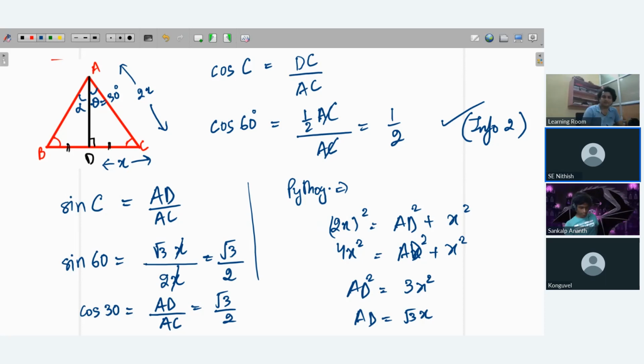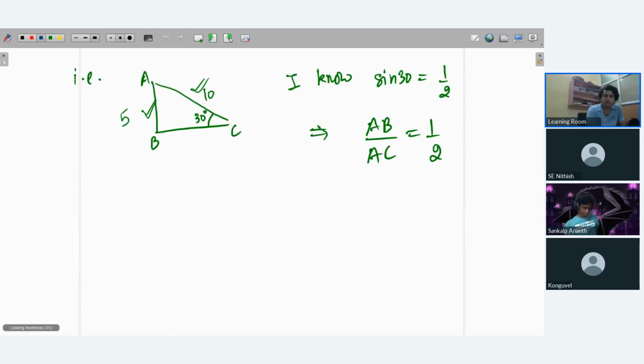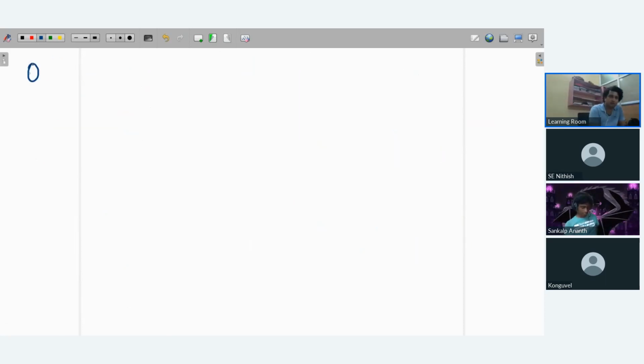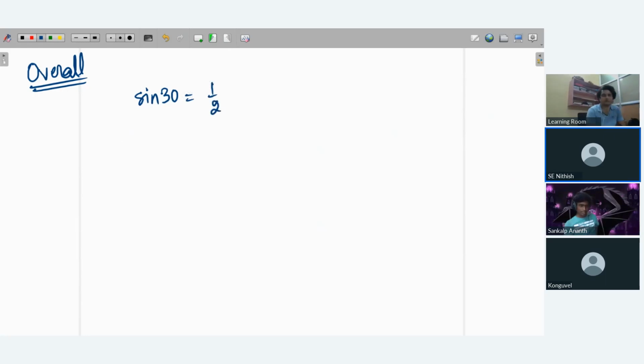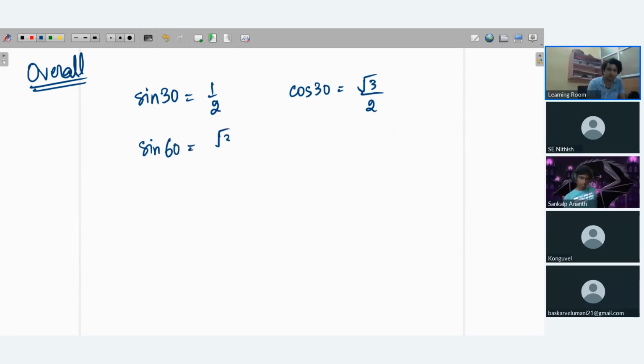So overall, what did we collect? Overall, that is what we have got. Sine 30 is equal to 1 by 2. Cos 60 is 1 by 2. Cos 30 is root 3 by 2. And sine 60 is equal to root 3 by 2.